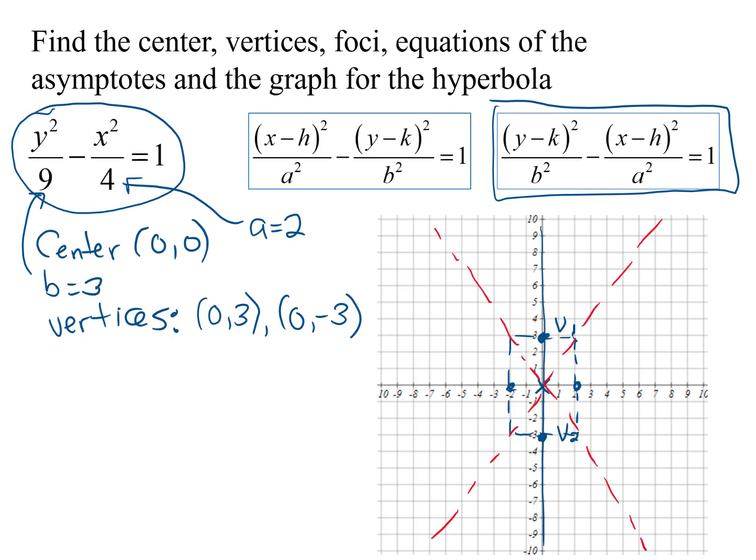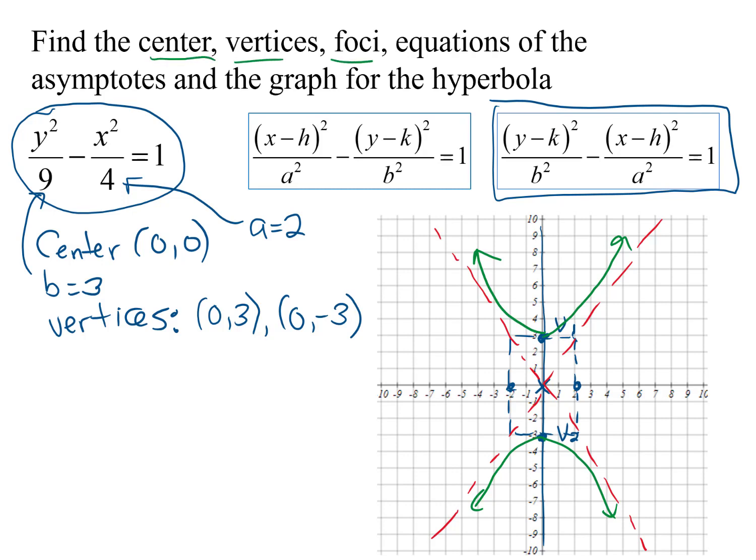And now I'm ready to actually graph the hyperbola. I know since the y squared term is positive, the transverse axis is going along the y-axis here, and the vertices are located on the transverse axis. So I know the hyperbola goes through those vertices and heads towards the asymptotes. So there is the graph. Now let's answer the other things they wanted.